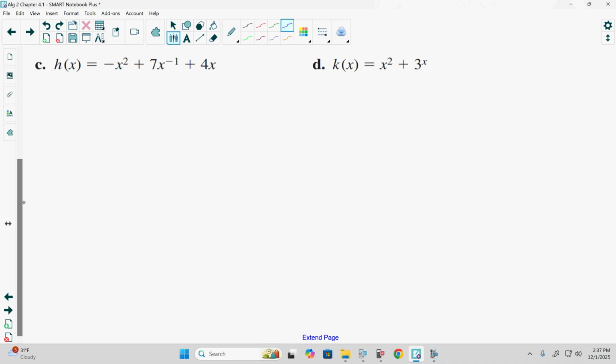All right. C. H of x equals negative x squared plus 7x to the negative first plus 4x. Can we say this is a polynomial expression or polynomial function? No, why not? There's a negative exponent attached to a variable. X to the negative first.